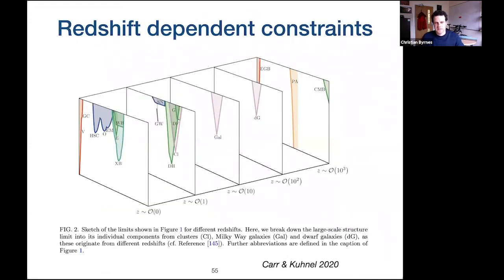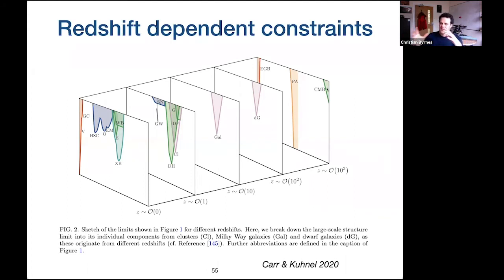The constraints come from different redshifts. I won't go into details. I just thought this is a very nice plot from this review article by Carr and Kuhnel, showing you the microlensing constraints come effectively from redshift 0. Then there are some constraints, for example, from supernovae, from studying galaxies at redshift 10. Then at redshift 1000, there's constraints from the cosmic microwave background.